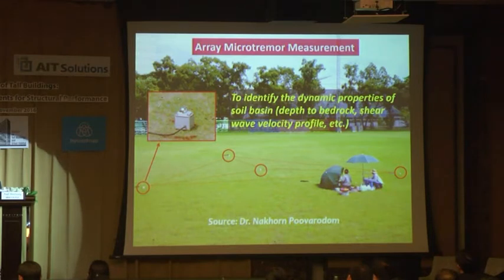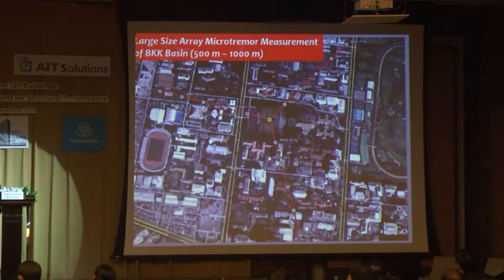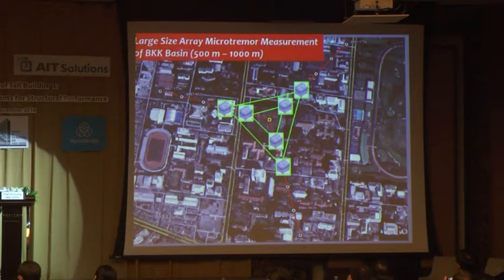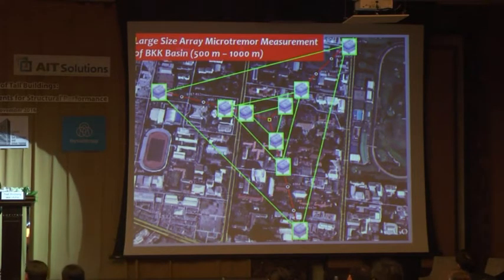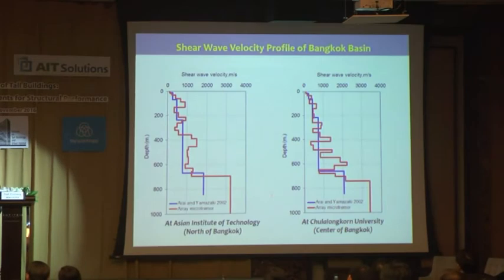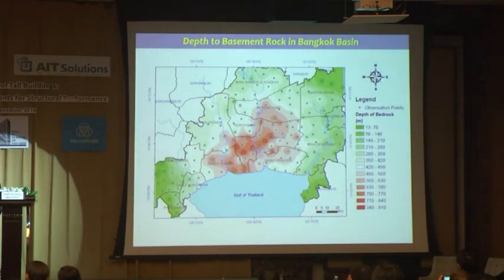Okay? For example, we can identify the depth to the bedrock. We can check the shear wave velocity profile. These are the basic dynamic properties that we can use to calculate how the basin will respond to earthquake, how it can amplify, and how the amplified ground motion will look like. And this is an example of how we conduct this. We put the sensor in small array, mid-size array, large array. Conduct this, and we will be able to identify the property.